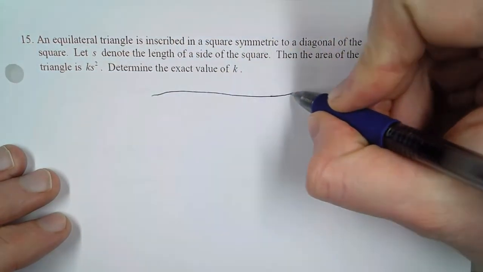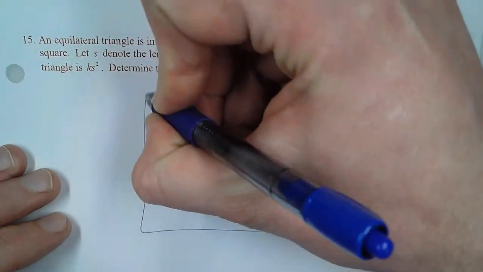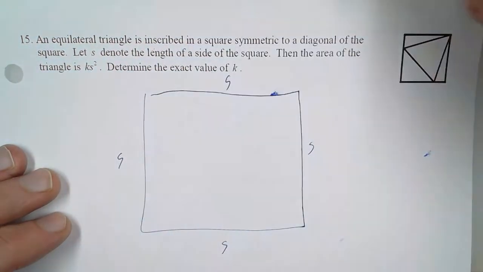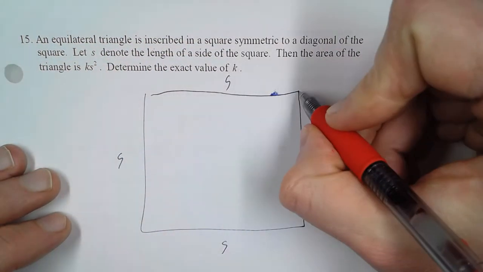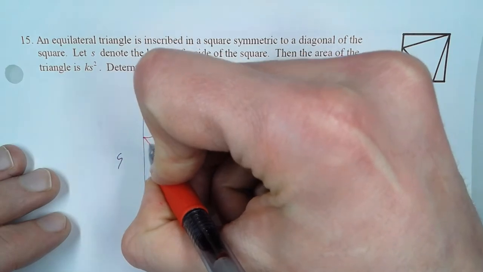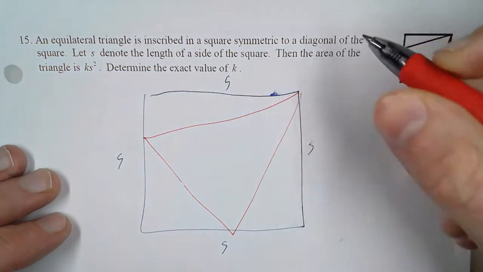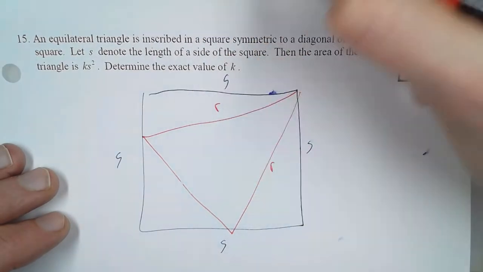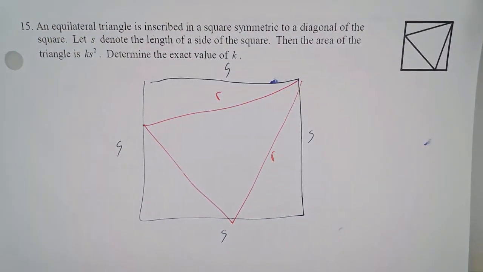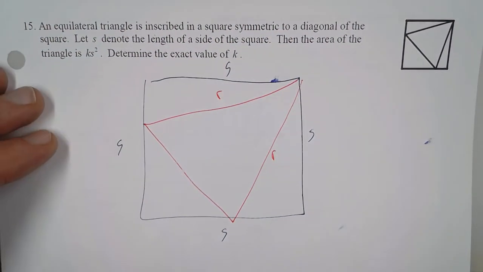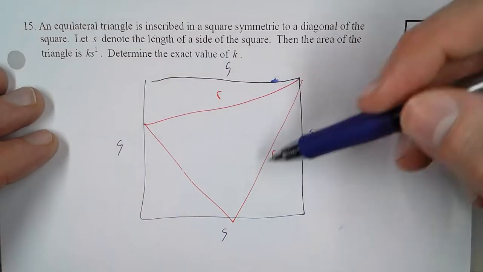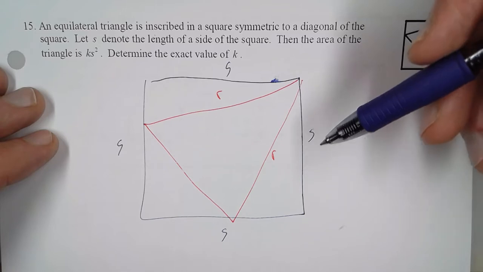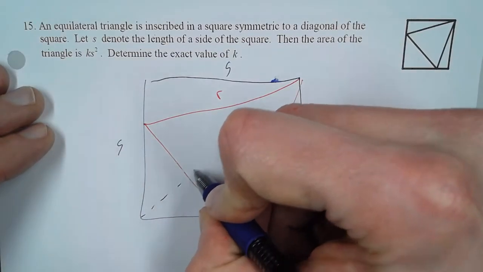So first we'll draw our square, and this has sides of S. And then inside of that, we'll draw an equilateral triangle. Now these are not the value of S, so we have to call it something different. So I'm just going to call it R. Now what we can do is find the area of the triangle in terms of R, but we must somehow connect it to S. And the way we do that is with the diagonal.